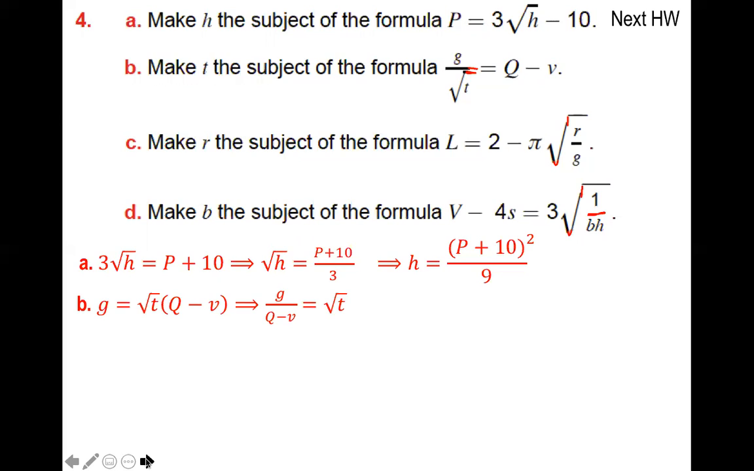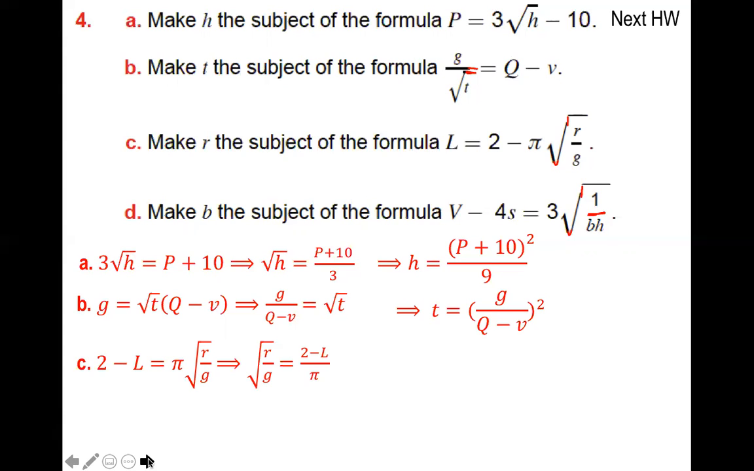Next one, I've got g. They've asked me to make t the subject. So g equals q minus v root t. So I've got to times by root t both sides, remembering that it's the whole thing. So you need to put the brackets. Then g over q minus v equals root t, and then you square everything there to give you your final answer, g divided by q minus v squared.